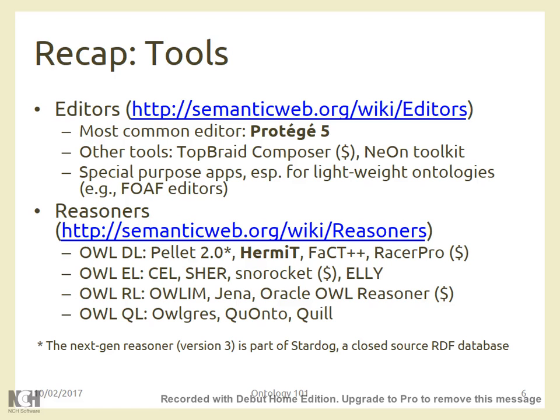Tools. There are some tools for building an ontology. Among the editors, we will use Protégé, which is now at version 5. It is open source, it's free, and it is realized by Stanford University. Then there are other tools like TopBraid Composer or NeOn Toolkit, and other special purpose apps, for example, editors for Friend of a Friend ontologies. Reasoner: you will see this better in the next lecture. Protégé uses a reasoner to verify the consistency of an ontology and to infer new knowledge from the ontology you created.